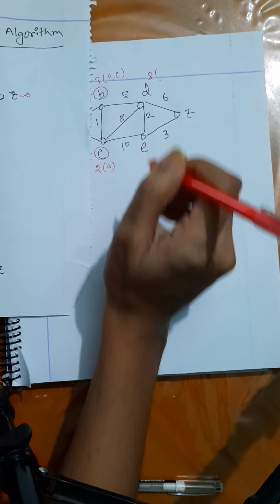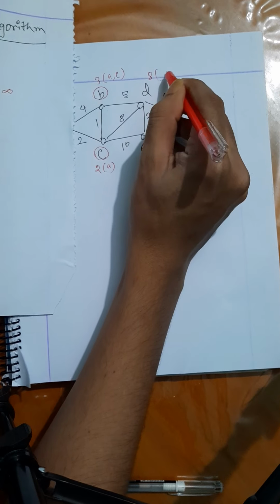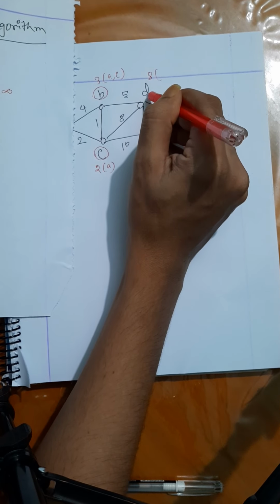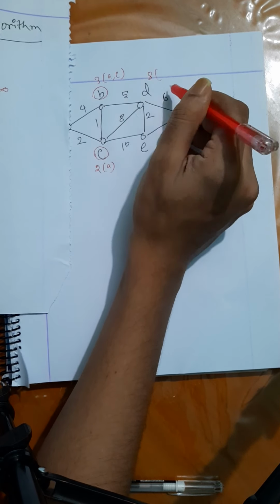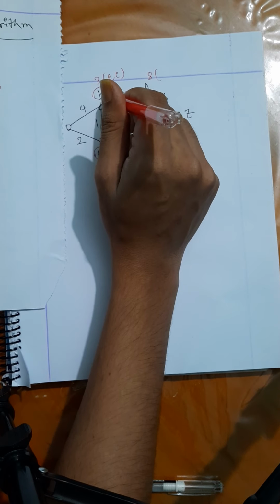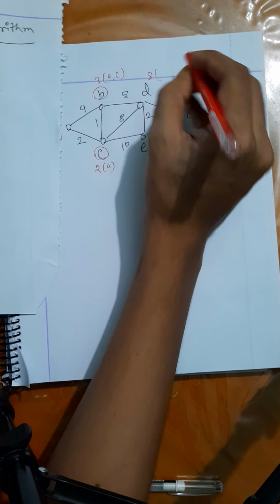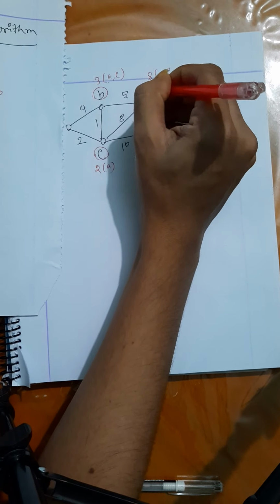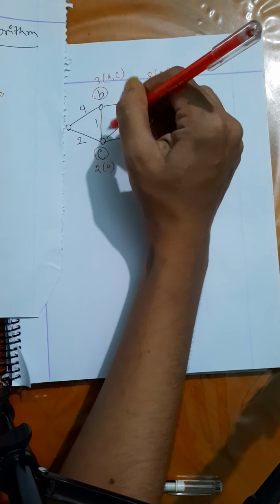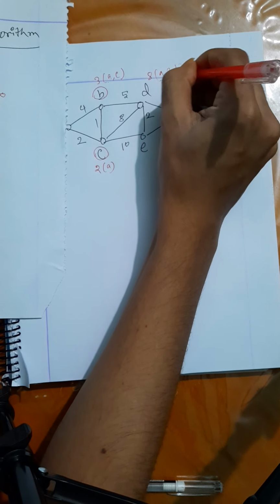Now what is going to be the path here? The exactly previous node of D was B. We are going to D from B, but we have come to B using A and C. So to reach D we need to consider A, C and then B.